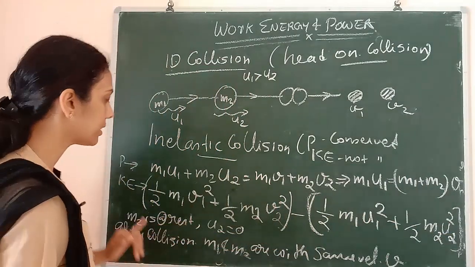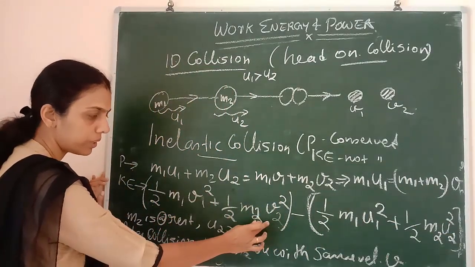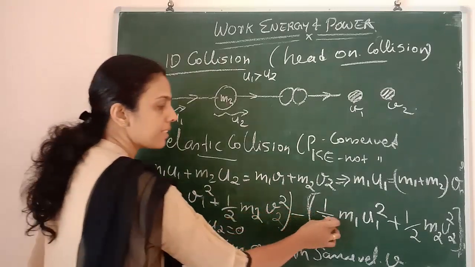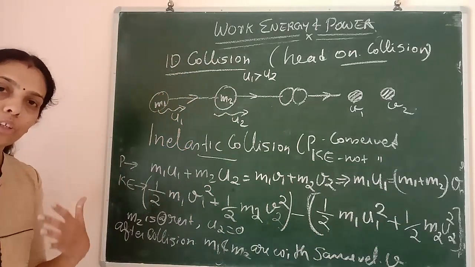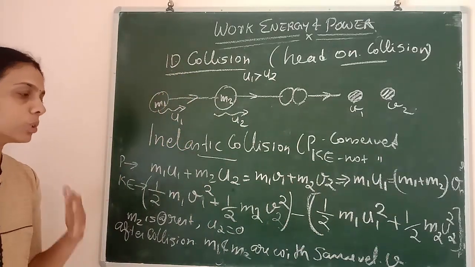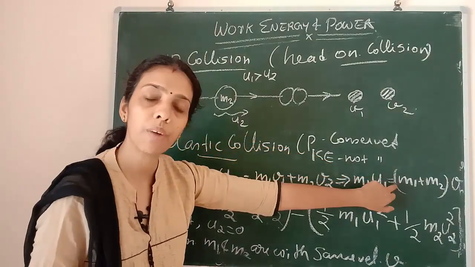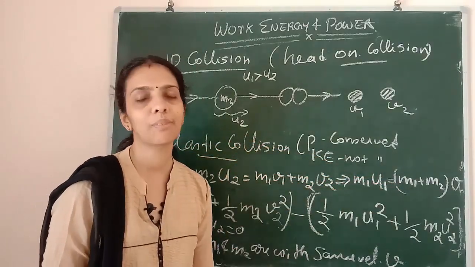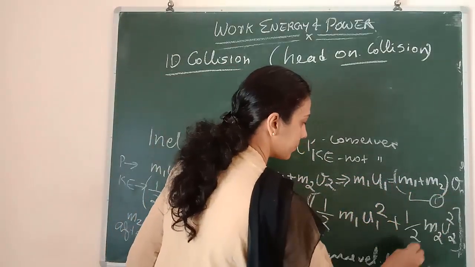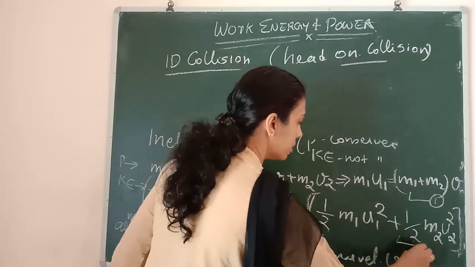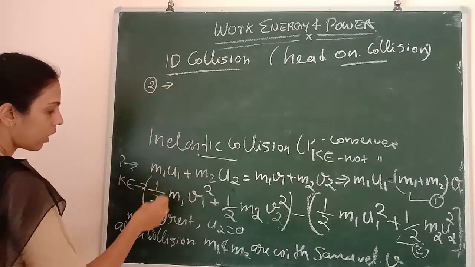So how can we change this? Half m1 v1 square plus half m2 v square minus half m1 u1 square. What is our aim? We are going to find out the final velocity. So substituting this v1 value from here, we will get a value for v. Now I am writing this equation as 1 and this equation as 2. Now how will equation 2 change?